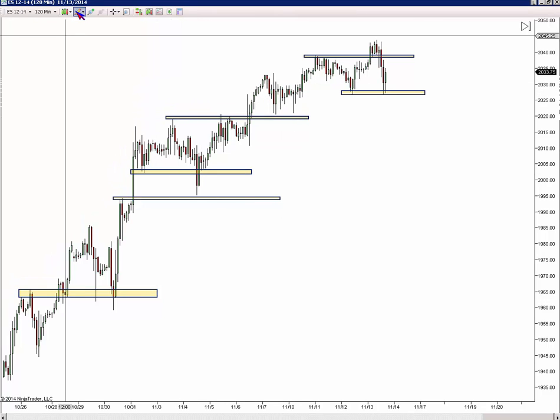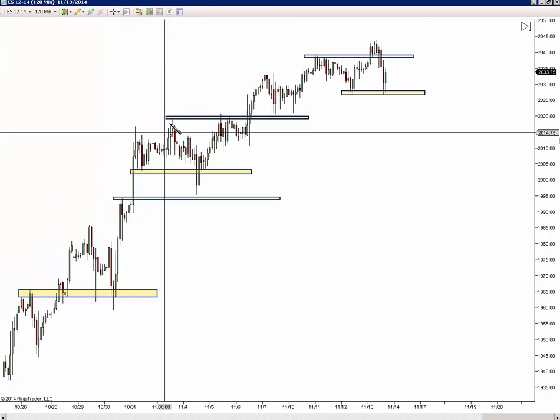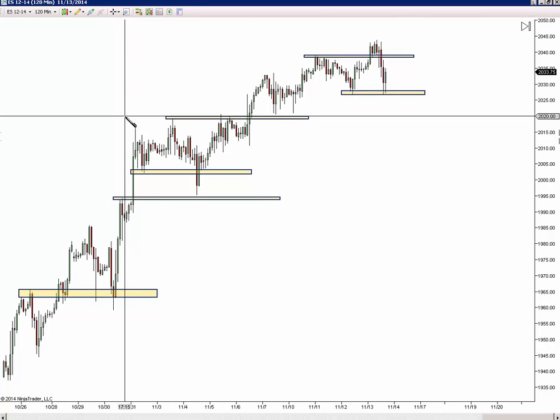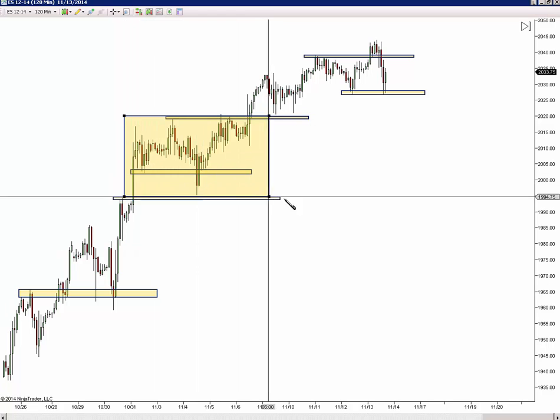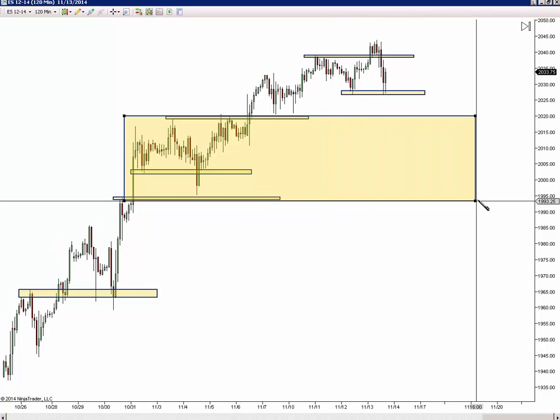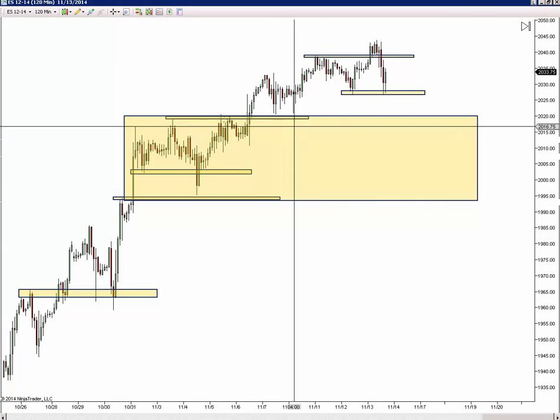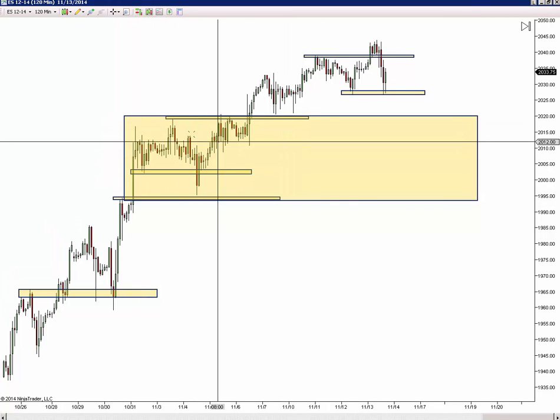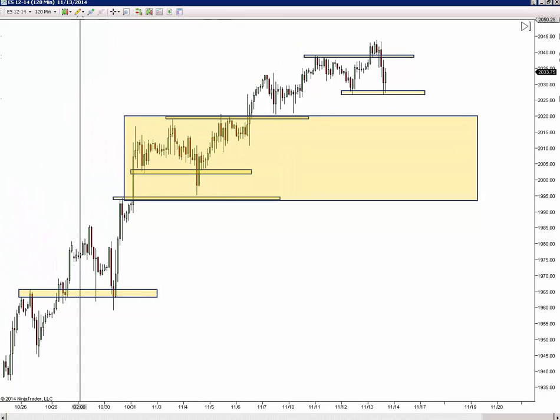So if you're looking at this chart as a whole, this area doesn't just look like that anymore. It looks like this, okay? All right, it looks like this, okay? So now you have this whole general area as key support, key resistance.